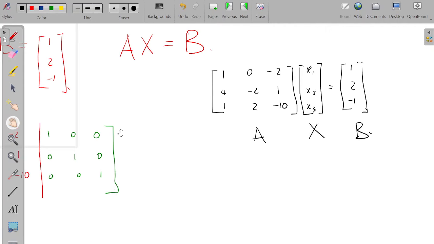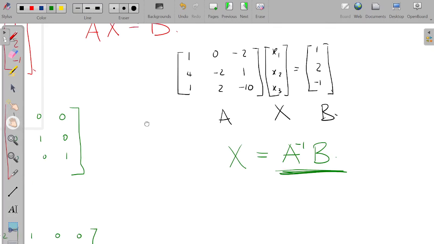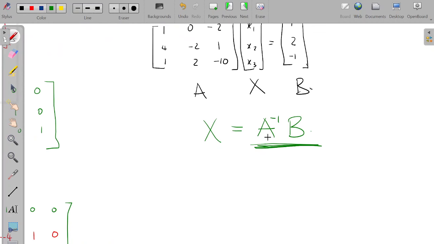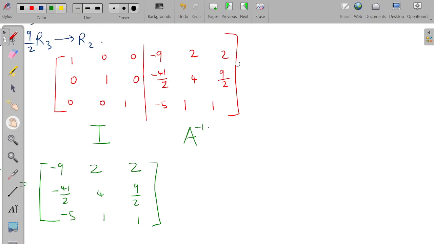Now, in order to solve for X, because that is what we are solving for, we make X the subject, then we get X equals A inverse multiplied by B, because A comes to this side. So what we need to do is to find the inverse of A, which we have found, and then multiply it by B, and the value we get will be our X. So let's multiply our inverse with B.